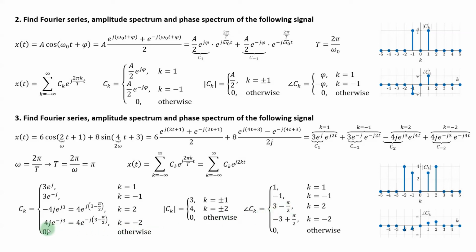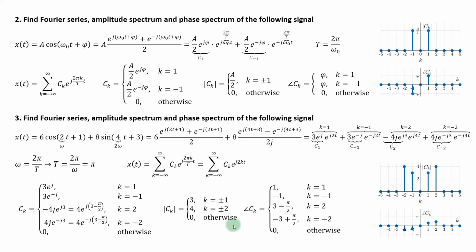Now, to get the phase of this complex number, I again first need to write it in the proper polar form, and when I do that, I can read that its phase is minus 3 plus pi over 2, and that will come here. I can assign any phase to 0, so here I chose 0. So finally, this is the phase spectrum of my signal.